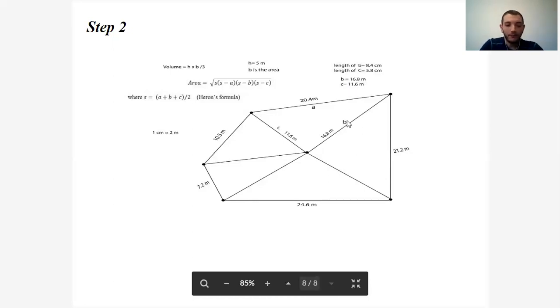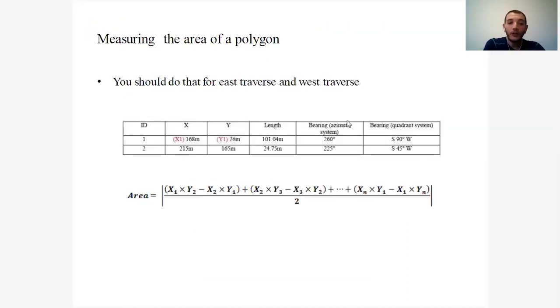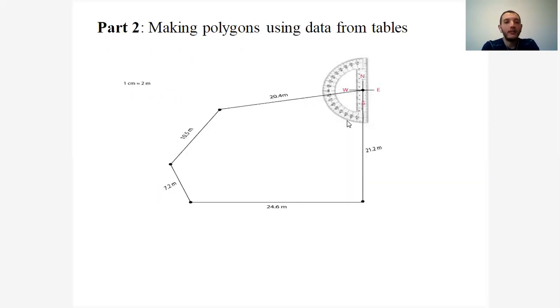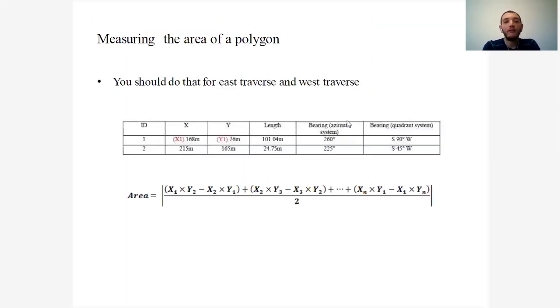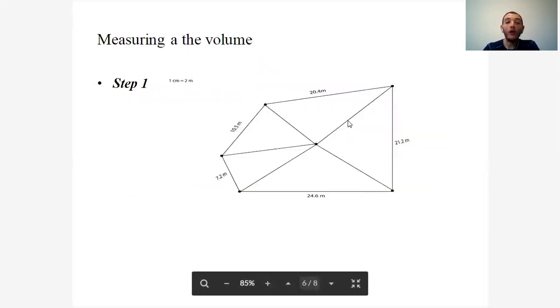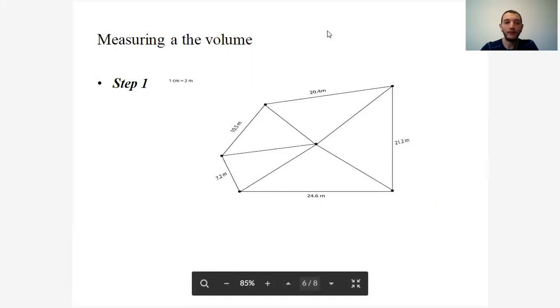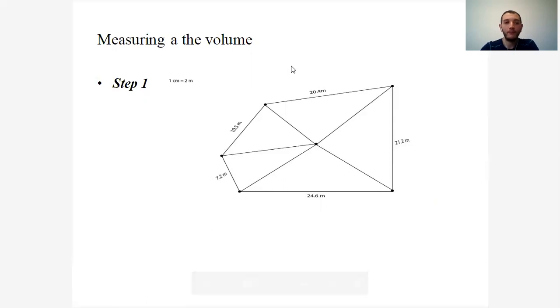In part 2, you have to measure the area of the 2 polygons, the east traverse and the west traverse, and you have to draw 2 polygons for the east traverse and west traverse, and you need the data from the tables. After making the 2 polygons, you need to determine the volume for only the eastern traverse, for only 1 polygon. So you have to determine the area using the tables, then determine the volume for the east traverse, and also make the 2 polygons using the data from the table.